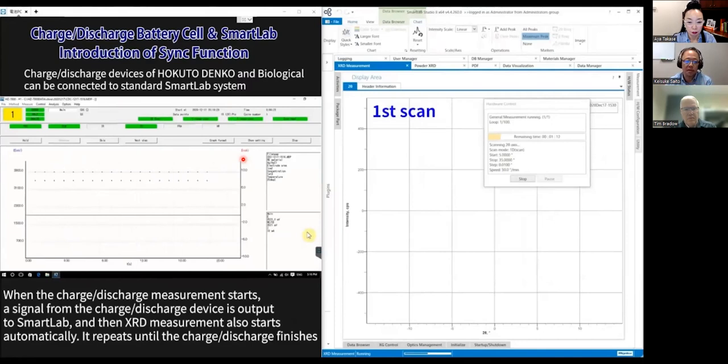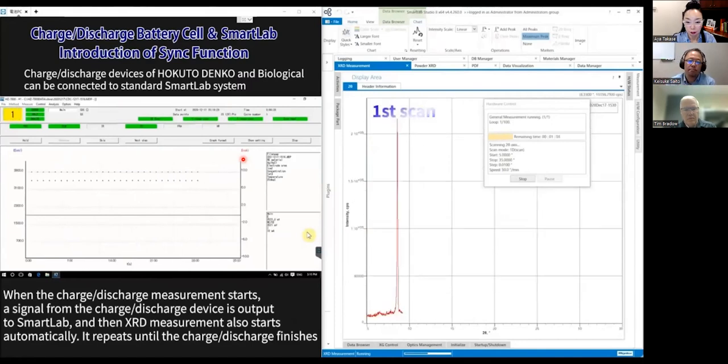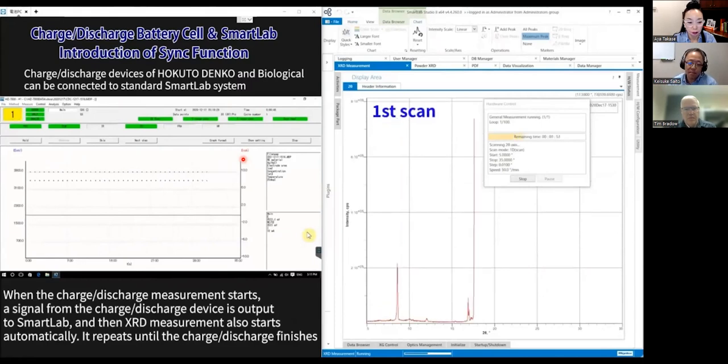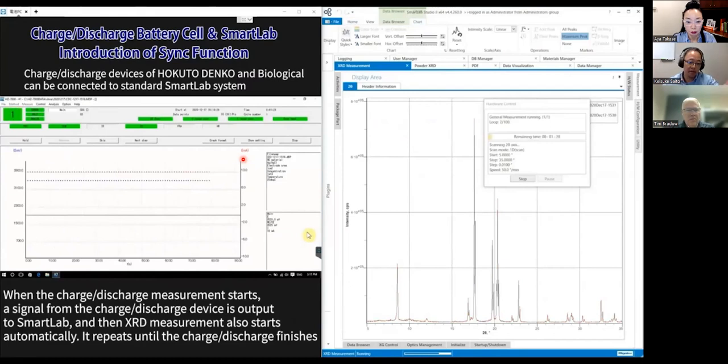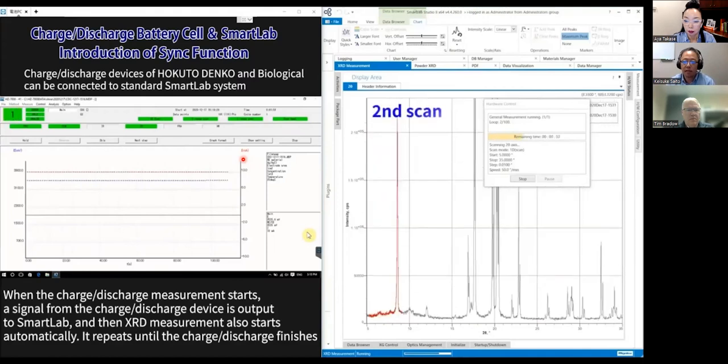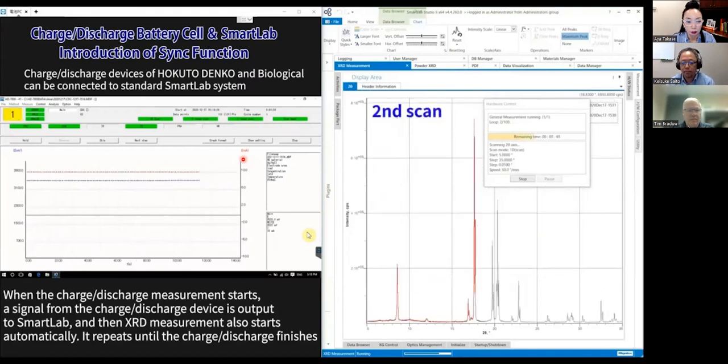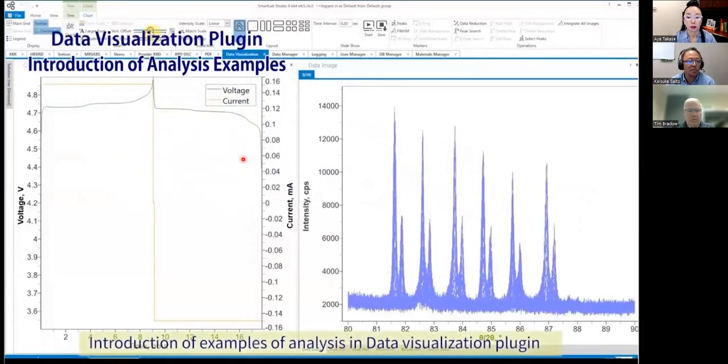Our software on the right-hand side is waiting for a trigger signal from the potentiostat software. Once we receive the trigger signal, our software starts XRD scans. This is the first scan. In this specific example, the scan takes only 1 minute. While we are doing repeating XRD scans on the right-hand side, the potentiostat is doing its job on the left-hand side. So this is how you synchronize between the potentiostat and the X-ray diffraction. Already the second scan is about to start. Yep, so this is how it works. It's very simple.